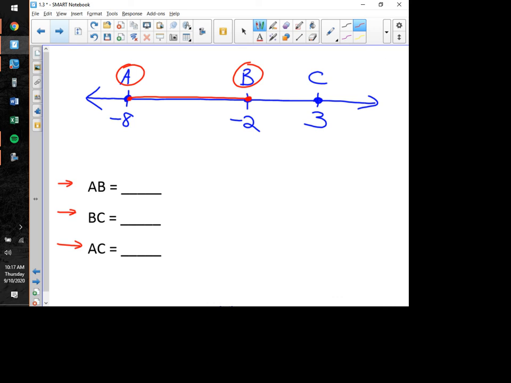So, to find the measure of AB, we take the coordinate of the right endpoint, which is B, that is -2, and we subtract the coordinate of the left endpoint, A, which is -8.